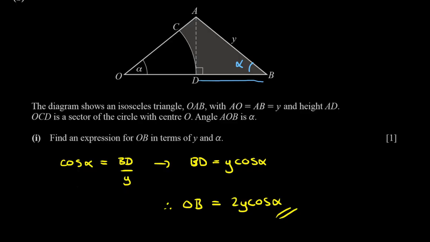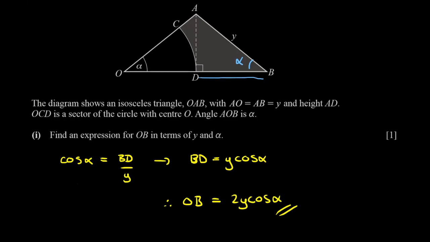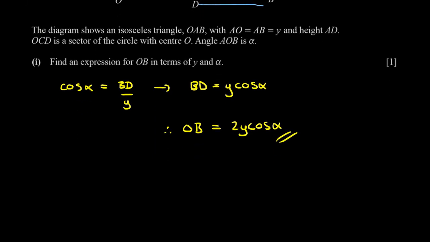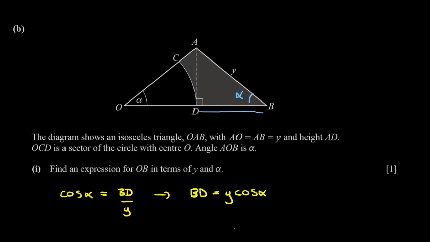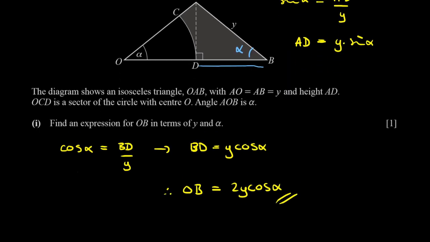Our base here, we've already calculated, is 2y cos alpha. And our height here we can find using trigonometry. So I'll do it up here: sine alpha is equal to opposite, which is AD, over hypotenuse, which is y. We rearrange that, and we get AD is equal to y sine alpha.